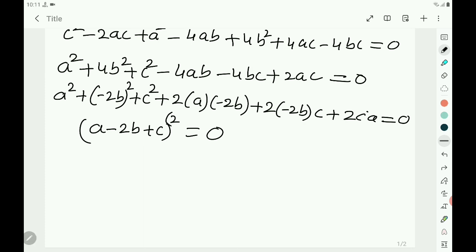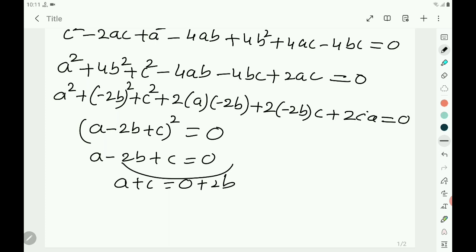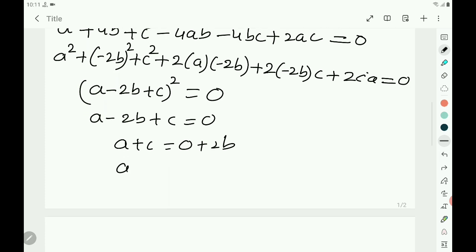Then here you remove square. That becomes a minus 2b plus c equals 0. Then you transfer this minus 2b to the RHS. It becomes a plus c remains in LHS, and 2b on the other side. Minus 2b is transferred. Then a plus c equals 2b. Then 2b is equal to a plus c, which is the result you got here.